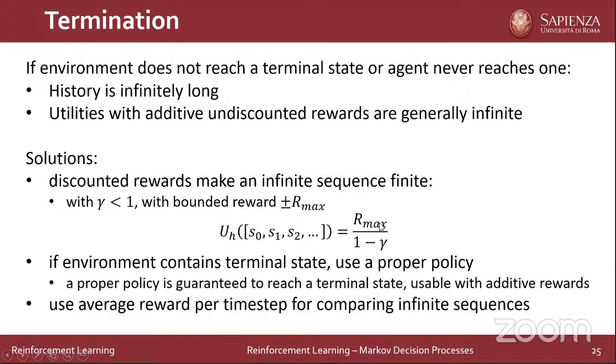Then instead, if the environment contains a terminal state, then a policy will reach a terminal state, and you can use just additive rewards without using a discount factor. Although often you still use a discount factor even in episodic tasks.